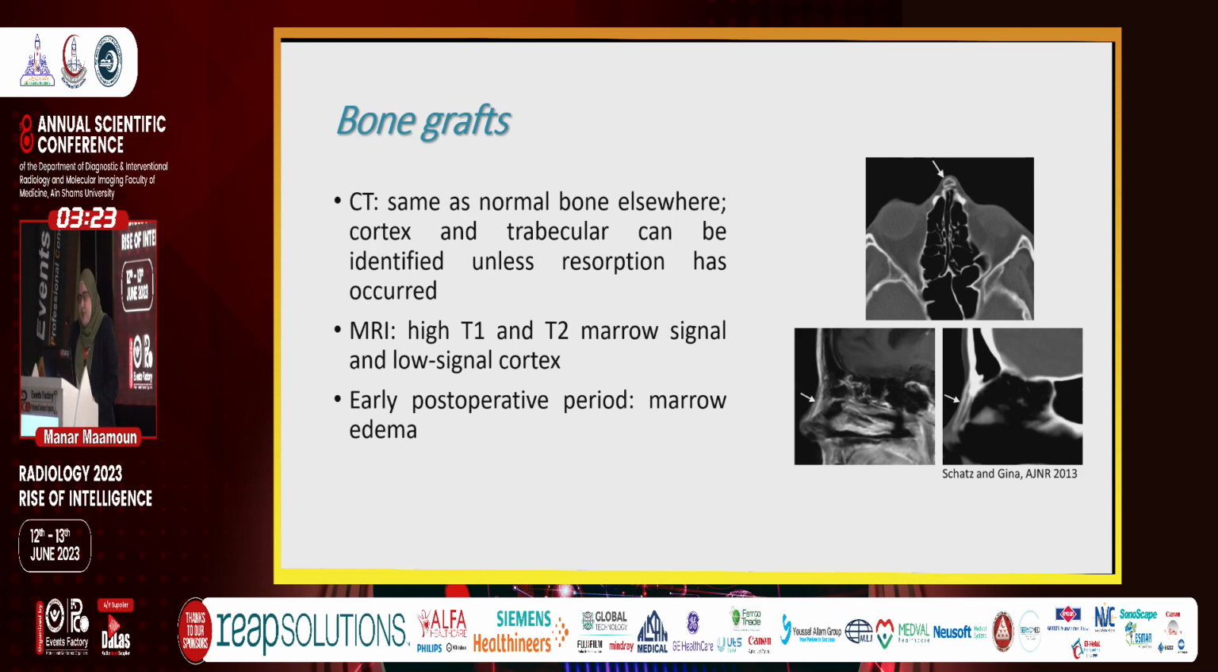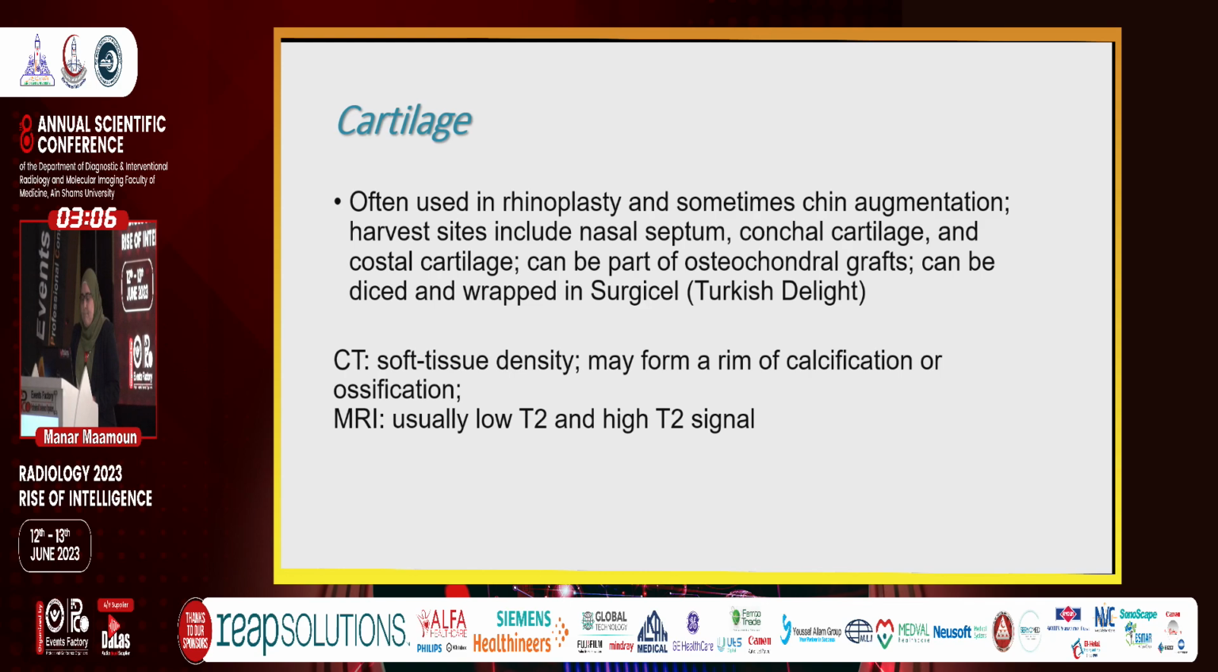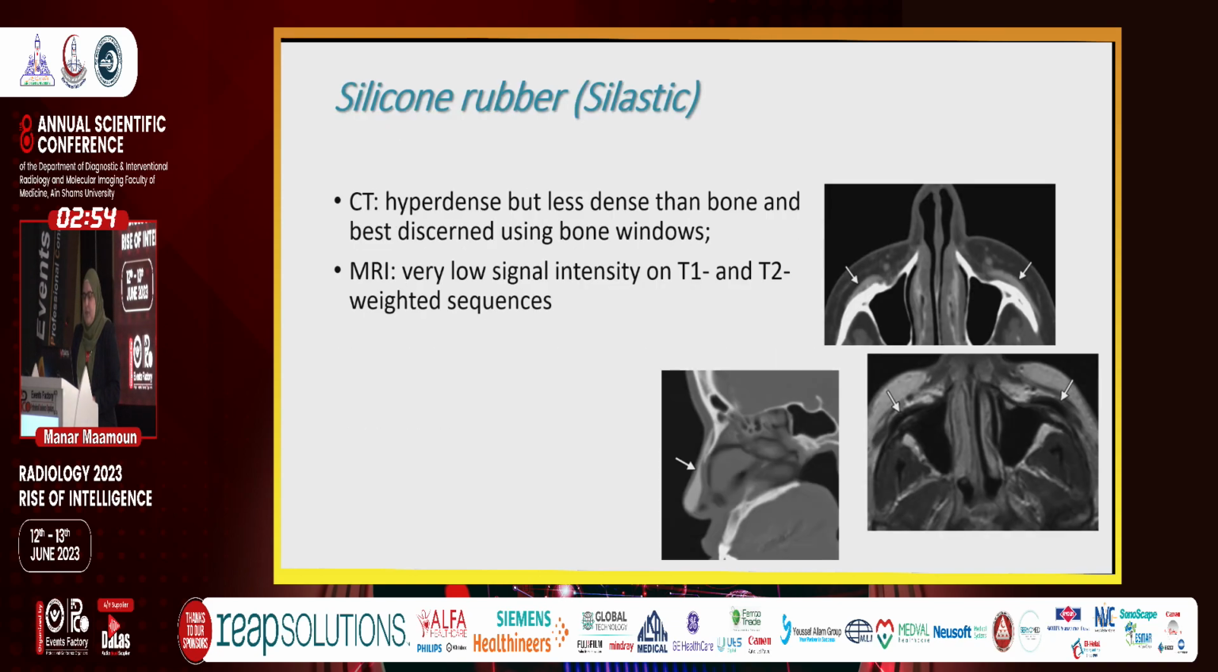Bone grafts or cartilage grafts can be used instead of the implants, as previously shown in rhinoplasty procedures, and you should recognize the cortex and bone marrow appearance, yet this appearance could be diminished over long-standing periods with resorption. Cartilage shows soft tissue density on CT. On MRI, they have low T1 and high T2 signal. Silicone appears hyperdense, but less dense than bone, best demonstrated on bone window. It shows a very low signal intensity on T1 and T2 weighted images.